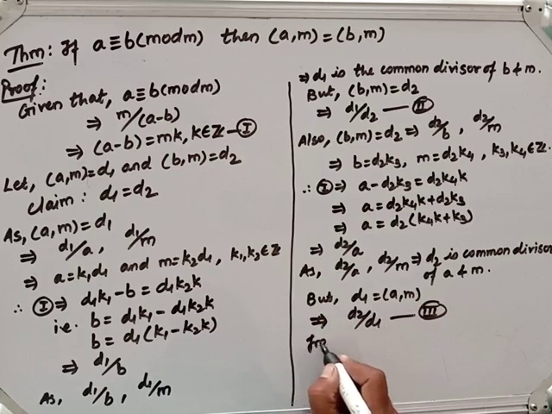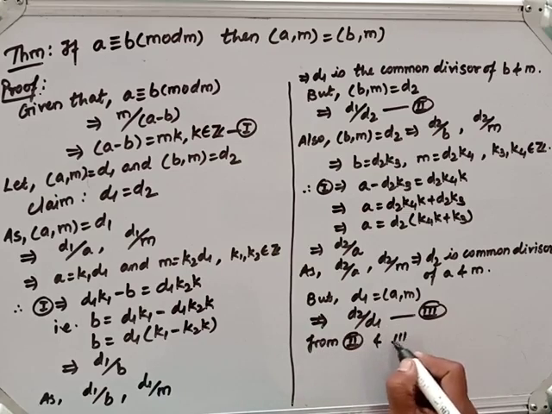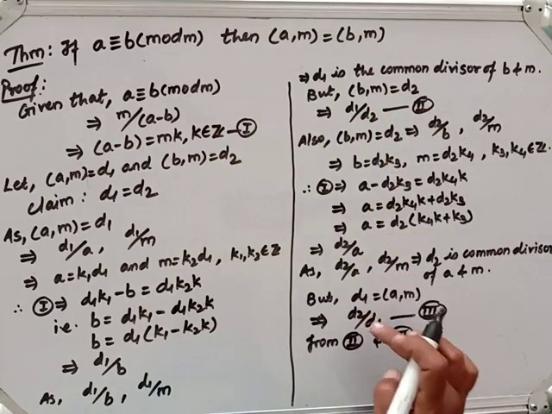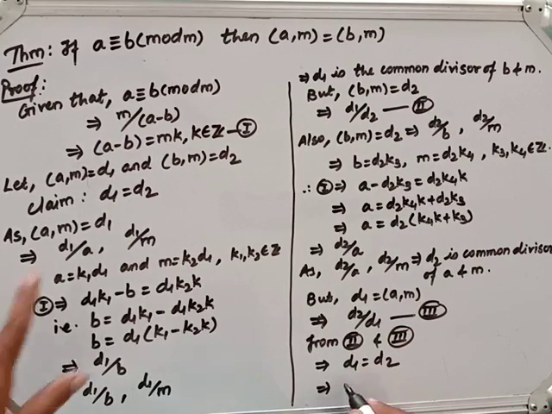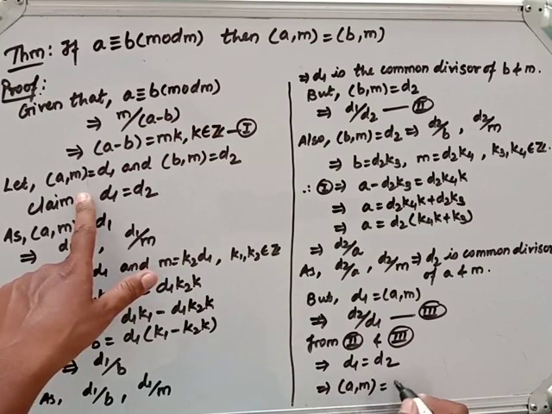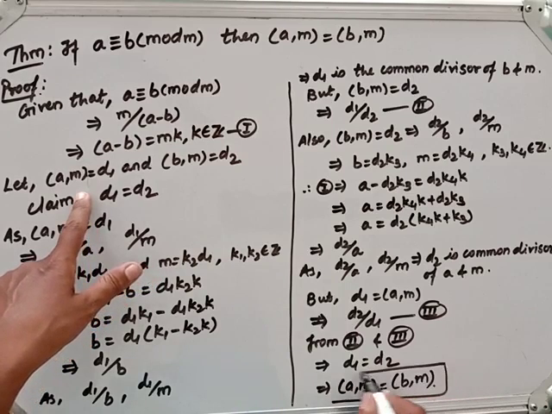Now from 2 and 3, what we get? Both are GCDs. D1 divides D2, D2 divides D1. So, from 2 and 3 we get D1 equal to D2. D1 is the GCD of A and M, and D2 is the GCD of B and M. This is the proof here.